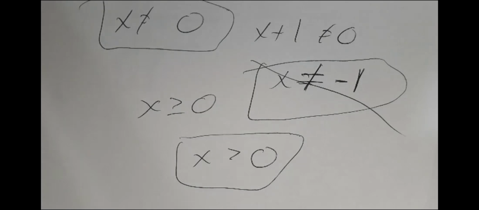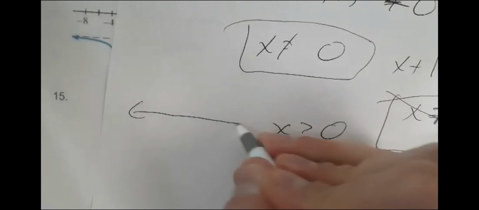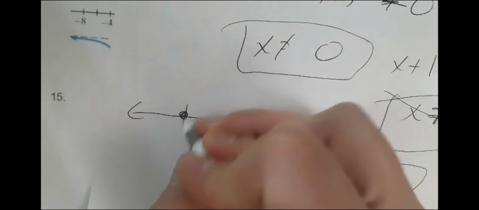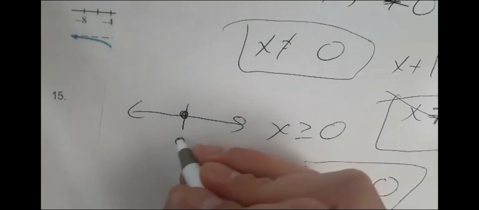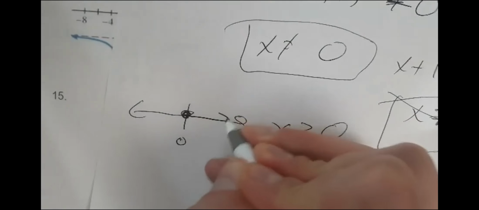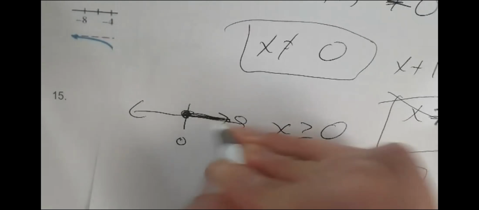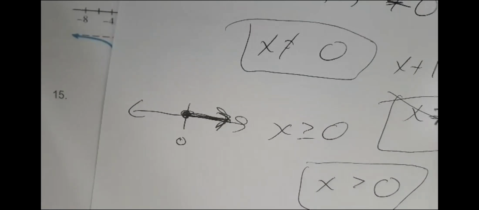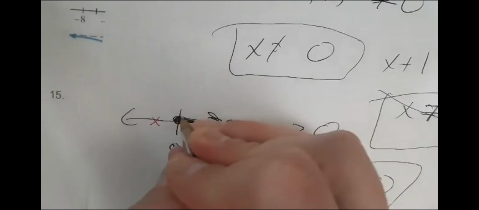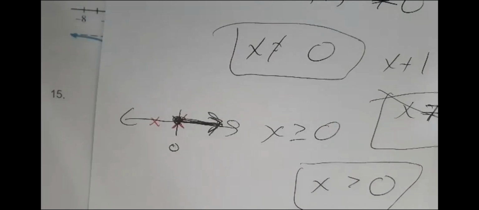It might help to draw a number line too, right? I got x. I got my 0 here. And one of my sets looks like this thing: everything greater than 0. I'm going to take out, and I guess I'll take it out with an x, that point, and I'm going to take out that point, right?